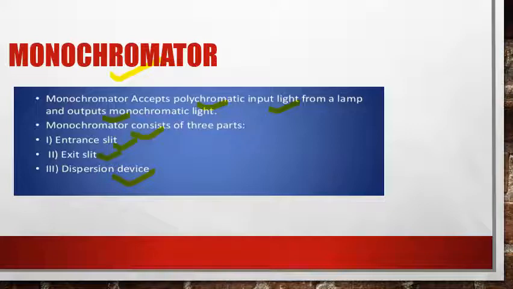Examples of the monochromator can be the filters in the equipment which is used, or we can say the prism. Prism is also an example of the monochromator. Prisms, filters, and even gratings are used in the spectrophotometer nowadays for converting this polychromatic light into monochromatic light.